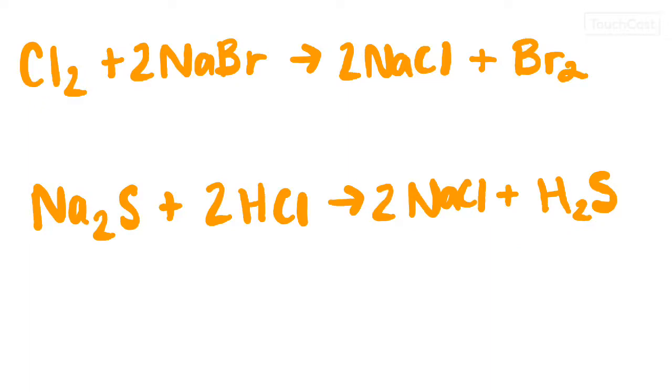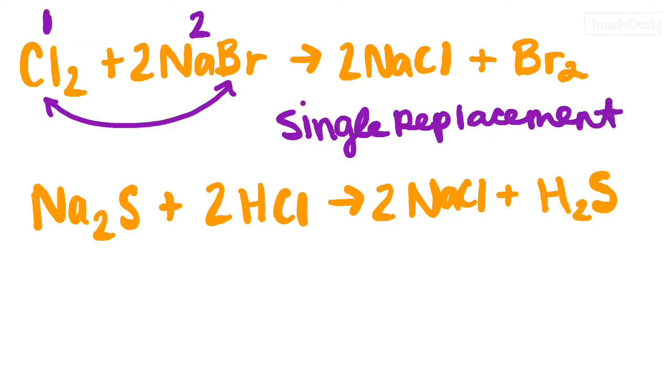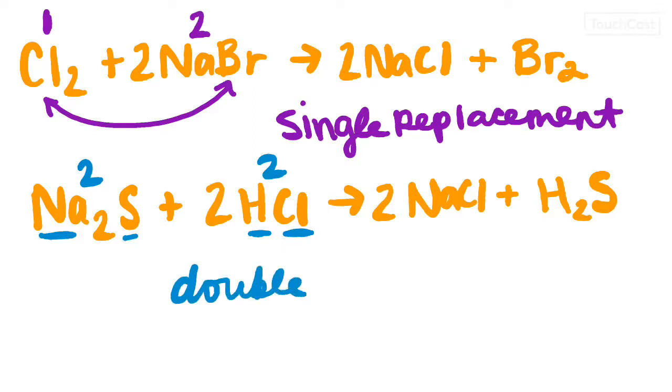All right, guys, let's look at our last 2 sample problems. What you're going to do, every single time you look at an equation, is ask, what is the pattern? So here I start with 1 and end with 2, and if I look, I'm flipping Cl and Br. But because I have a 1-2 pattern, I will always know I have a single replacement reaction. And for our last example, I start with 2 elements, Na and S, and 2 elements, H and Cl. And because I have that 2-2 pattern, that means I have a double replacement reaction.